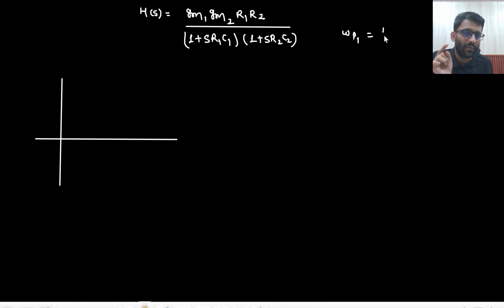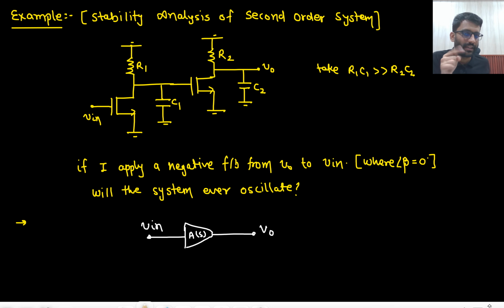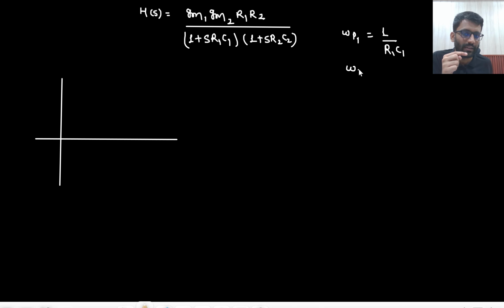Omega P1 would be 1 by R1 C1, because 1 by R1 C1 will be lesser. If this is greater, then 1 by R1 C1 will be lesser, and this is your omega P2. So it will occur later on. First this will occur. So now what we need to draw is the phase plot. Bode plot you can draw.